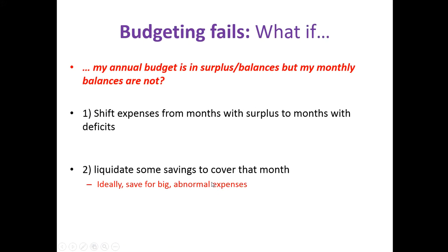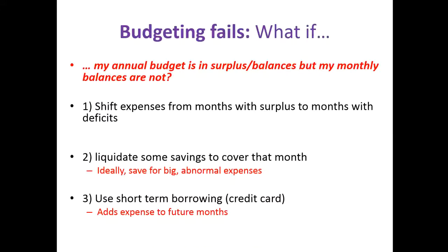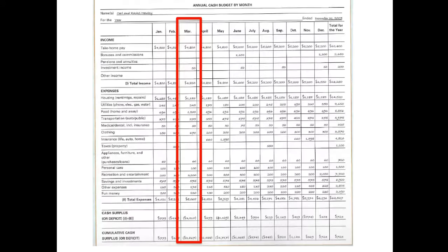The other thing I can do is liquidate some savings to cover that month. So this is not ideal because you're saving for something. And if you liquidate some of your savings, then you are probably going against a goal or pulling from your emergency fund. So we don't really want to do that either. And the last thing we can do is use short-term borrowing, which would be credit cards. But that's not a good idea because if you take out a credit card, what that's going to do is add an expense to another month, not necessarily remove it from your balance sheet.